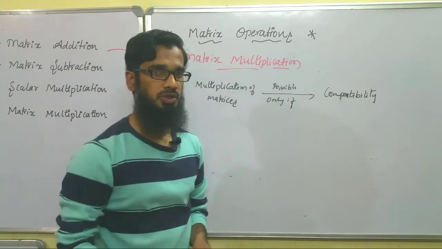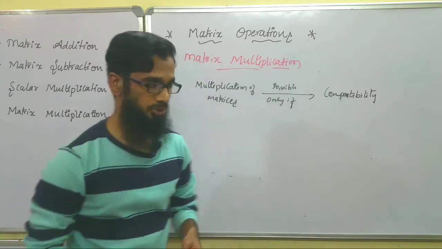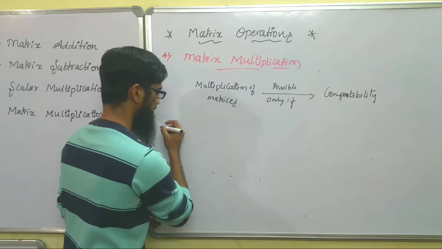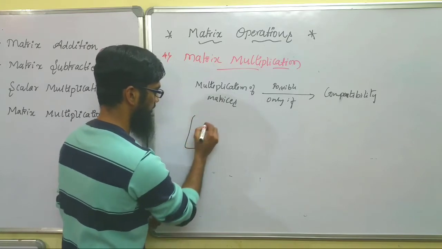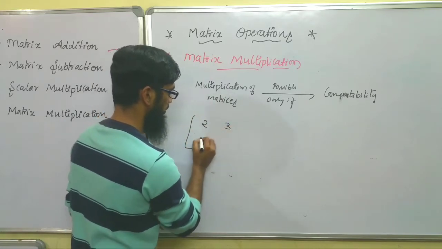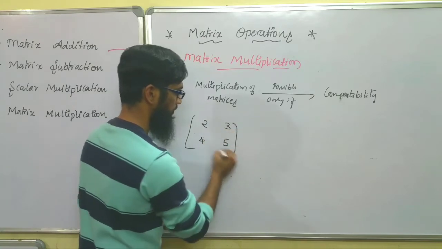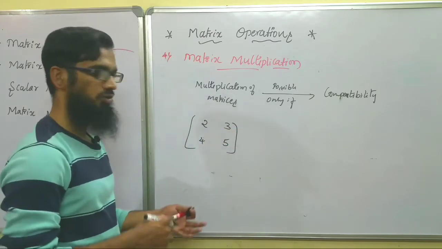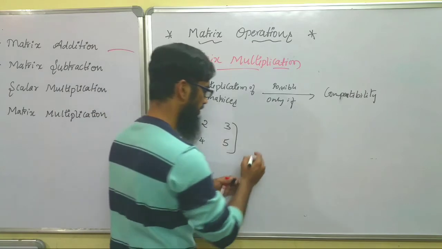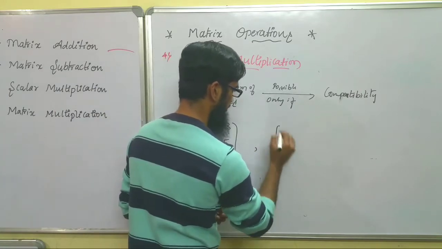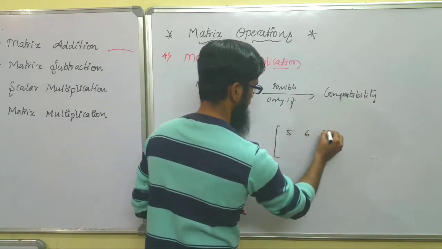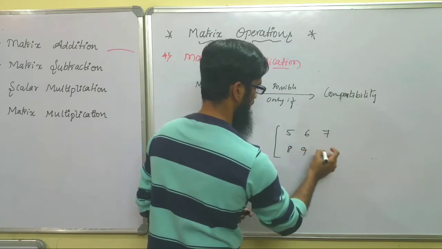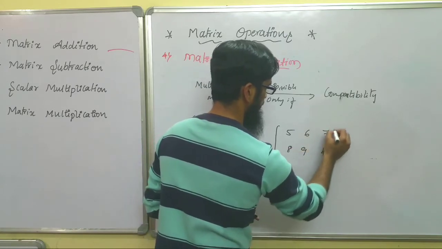Now let's see what is meant by compatibility with an example. Suppose I take the matrix A as 2 3 4 5, and then take one more matrix, 5 6 7 8 9 and 4.